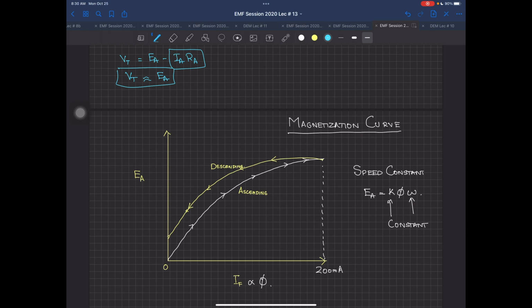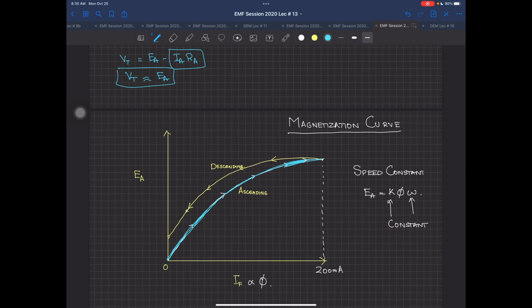Why? Because this is the same machine which is going to be working as a motor in some case. So in your book on page number 469, they have only given one curve over there, and that is the ascending curve, in this direction. Why? Because they are not interested in the generator action of that machine. They are only interested in the motor action.